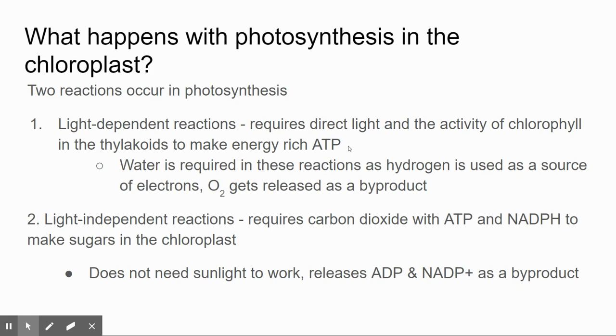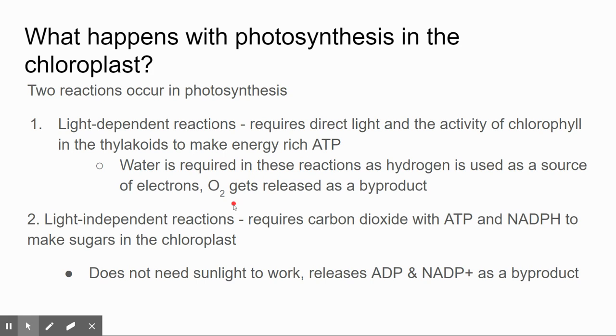So what happens with photosynthesis in the chloroplast? Two reactions occur in photosynthesis. The first one is called light-dependent reactions. These can only happen when the sun is out. These require direct light and the activity of chlorophyll and the thylakoids to make energy-rich ATP. Water is required in these reactions as hydrogen is used as a source of electrons. O2 gets released as a byproduct.